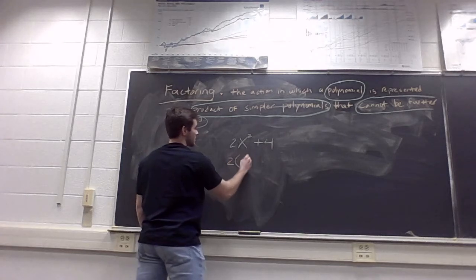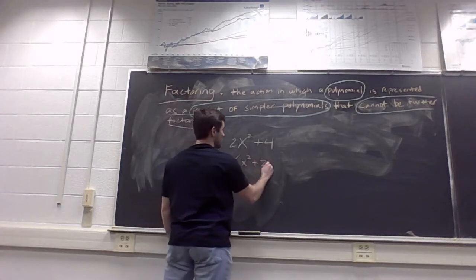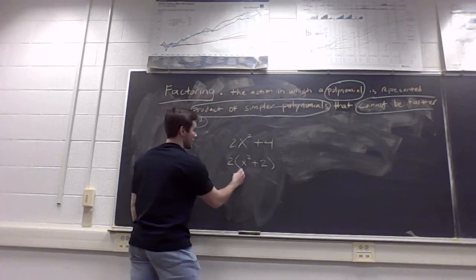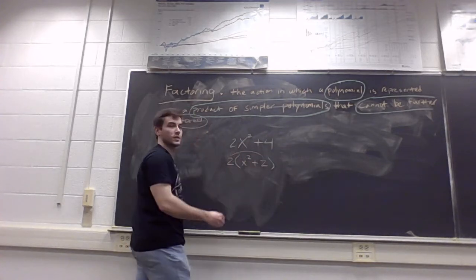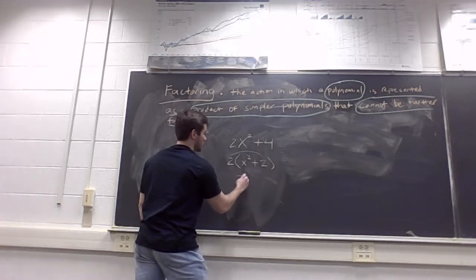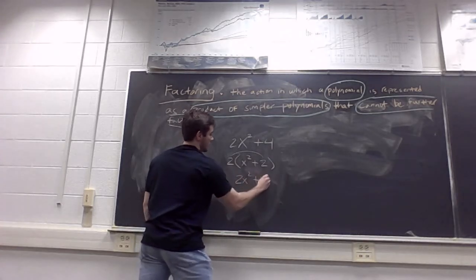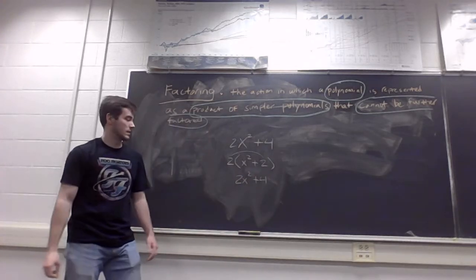So 2 times x squared plus 2 is essentially the same as, if we want to redistribute this 2 to each of these terms, we get back what we started with. Right? All right.